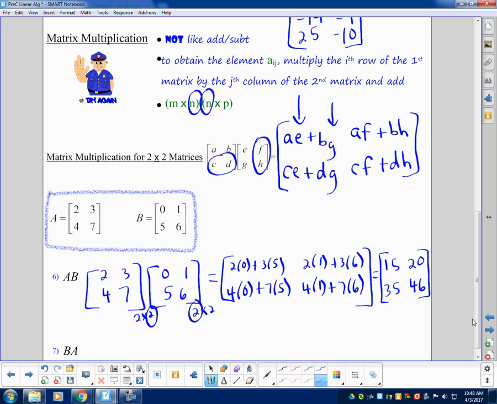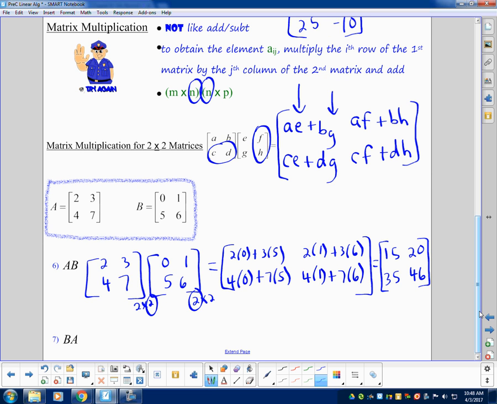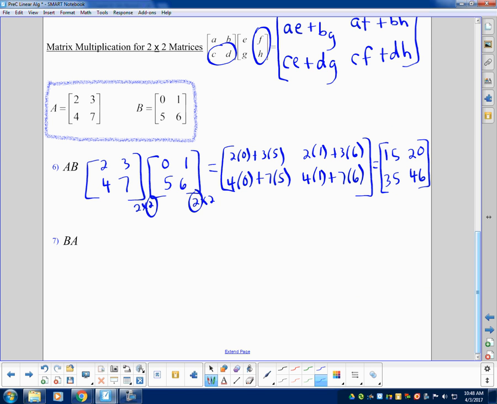So I had told you earlier that matrices under multiplication are not commutative. So when I take A times B, this is the matrix I get. When I do B times A, I'm going to get something different. Most of the time. Well, at least in this case. There's certain matrices where you get the same thing. But in general, they are not commutative. So it looks like this. We have 0, 1, 5, 6 times 2, 3, 4, 7. So it changes the order.